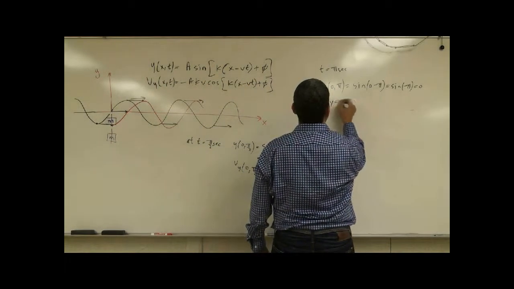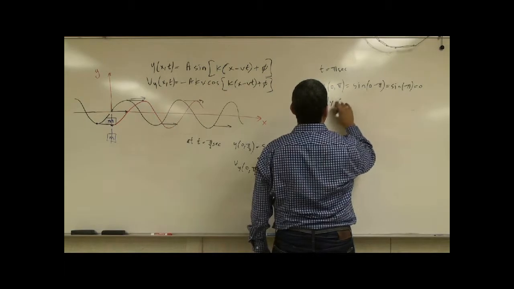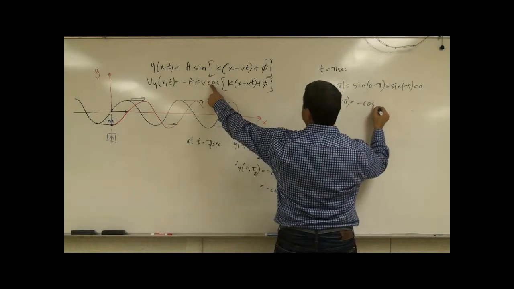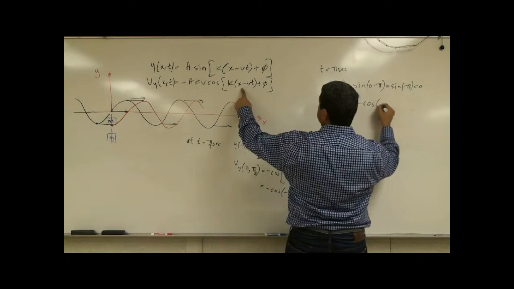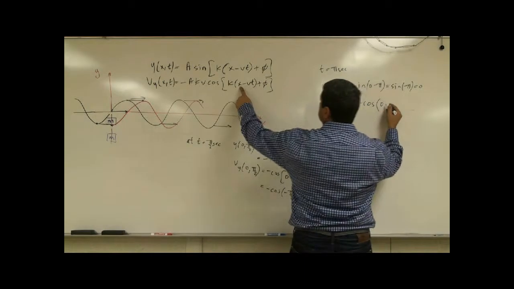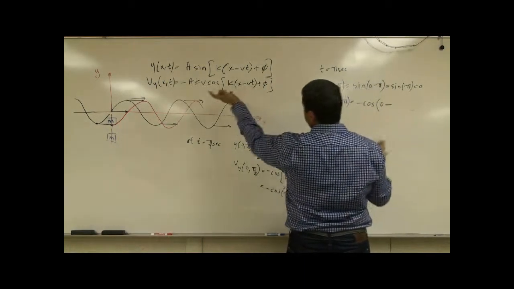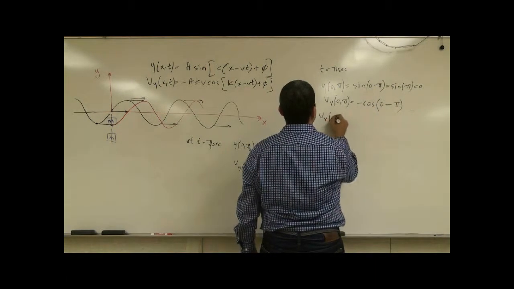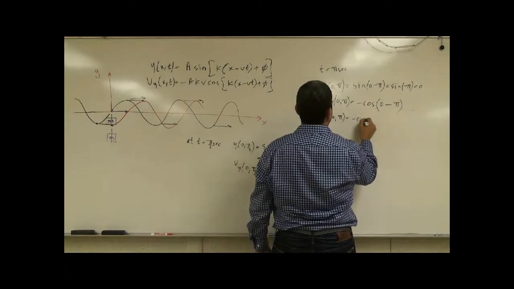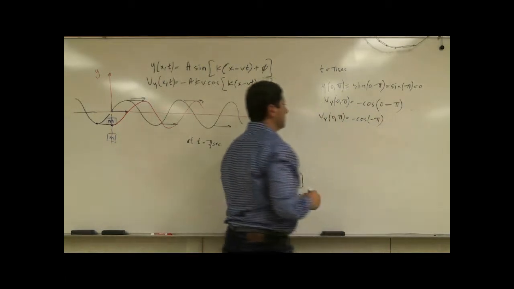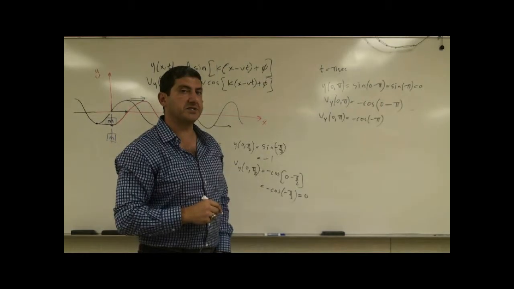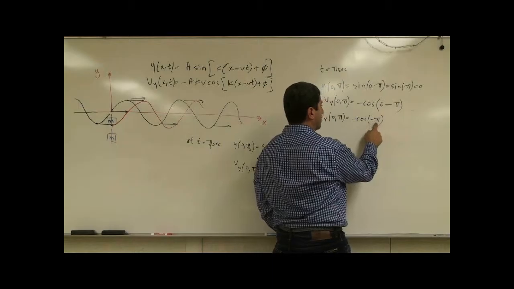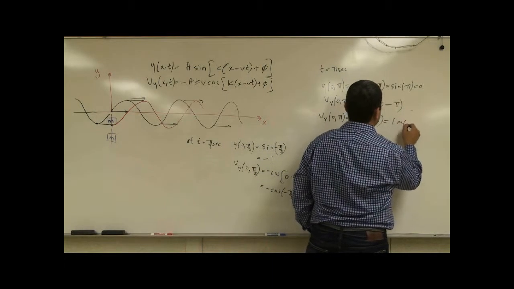What's the V sub y? V sub y at 0, pi is negative cosine, and then here it's going to be 0 minus, and then V was 1, so it's just going to be pi seconds. So V sub y at 0, pi is negative cosine of negative pi. Well, cosine of negative pi is negative 1. Negative of negative 1 is 1 meter per second.